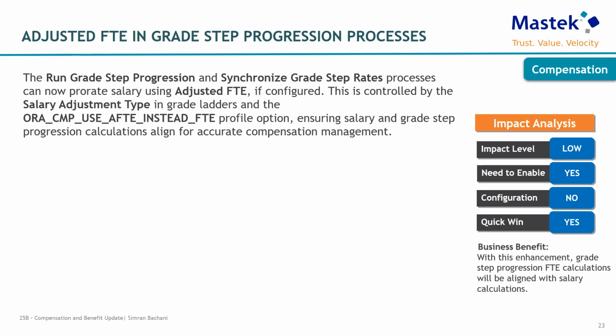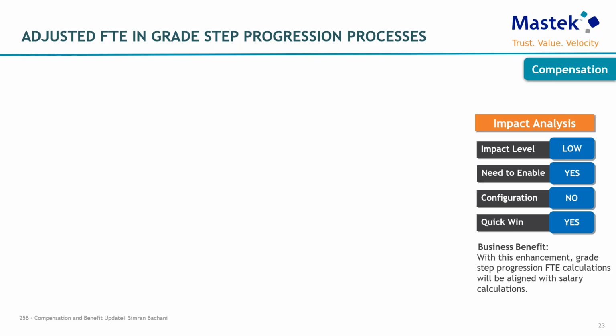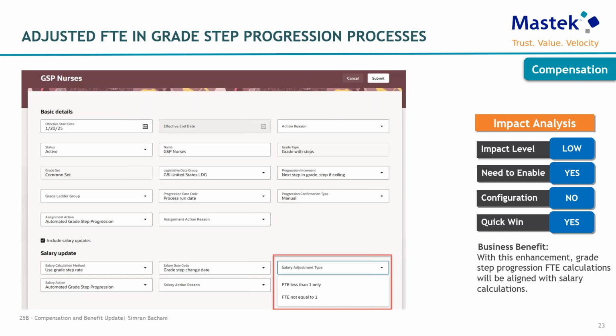The next is adjusted FTE in grade step progression processes. Within this enhancement, the run grade step progression and synchronize grade step rates processes can now prorate salary based on adjusted FTE if configured. Using the salary adjustment type in the grade ladder, administrators can control whether FTE or adjusted FTE is used for salary adjustments. The profile option determines whether adjusted FTE is used or not. This ensures that grade step progression calculations align with salary calculation for improved accuracy.